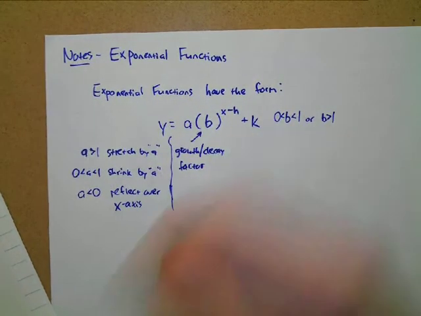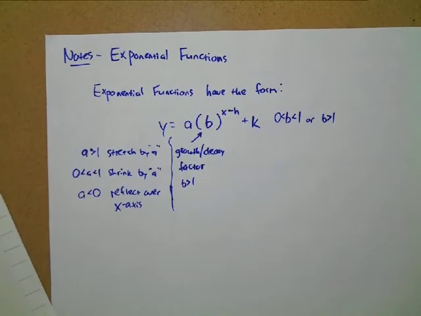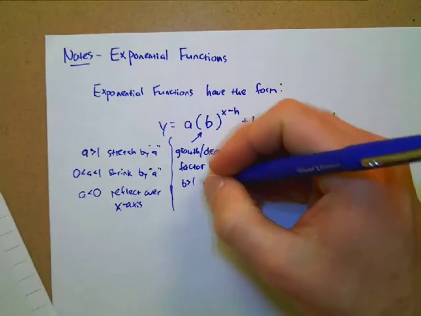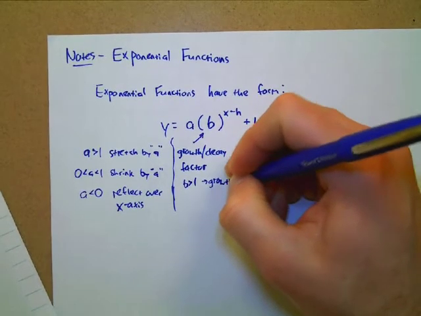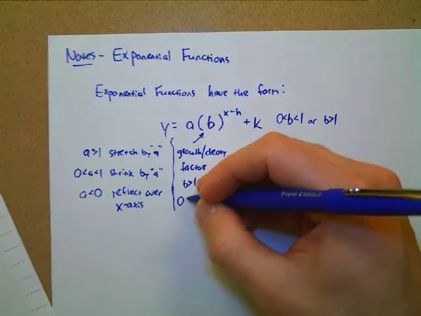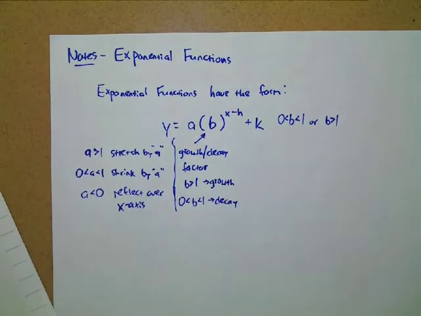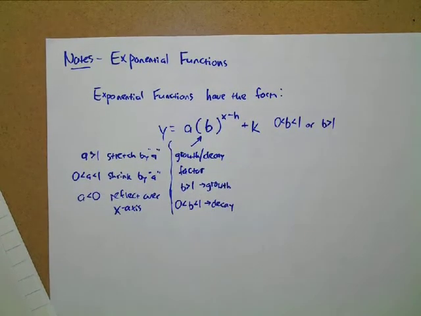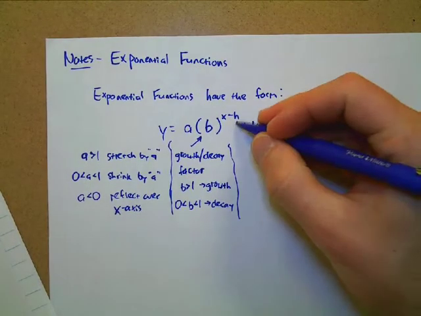If b is greater than 1, what do you guys think? Is that going to be a growth or a decay? Growth, right? Because we're going to repeatedly multiply by a number that's bigger than 1, so it's going to get bigger and bigger and bigger. So that's the growth one. And so then decay, that's going to be for b values between 0 and 1. If you keep multiplying by 1/2, which is between 0 and 1, for example, over and over again, you're going to get smaller and smaller values, right? And of course then h, what's that h going to be responsible for?